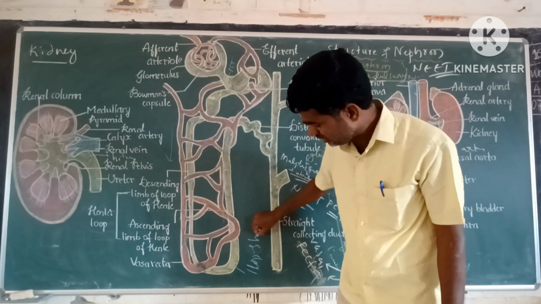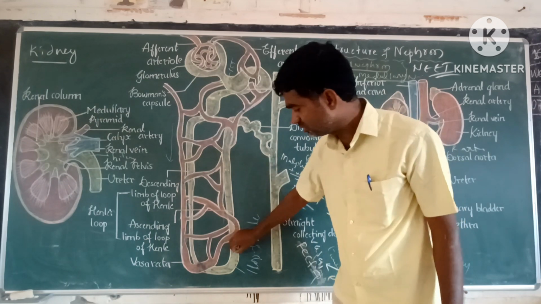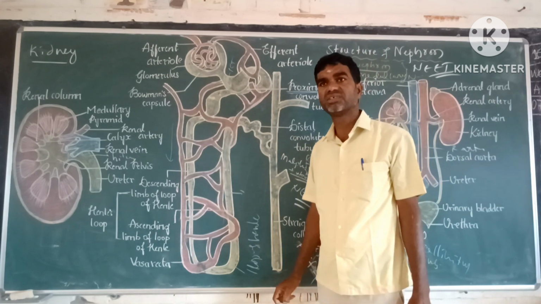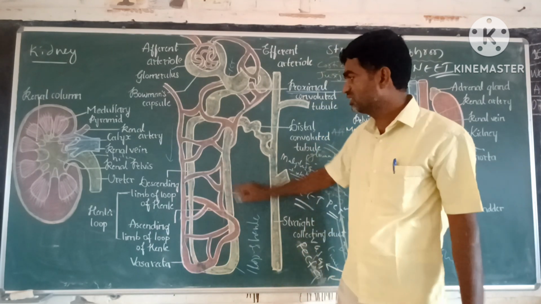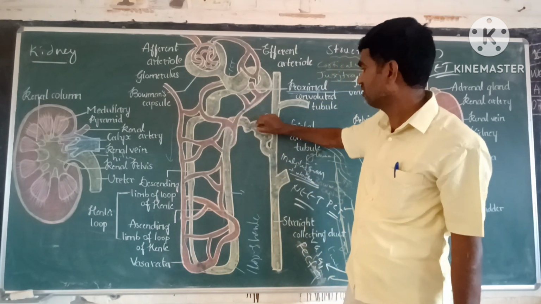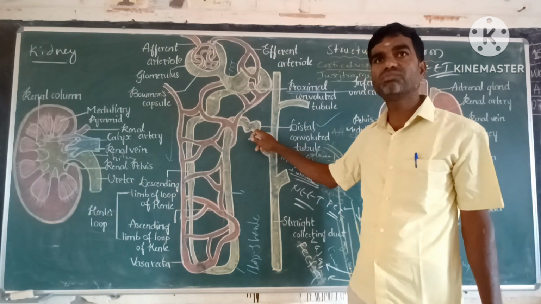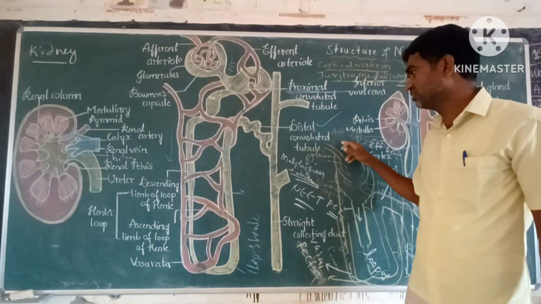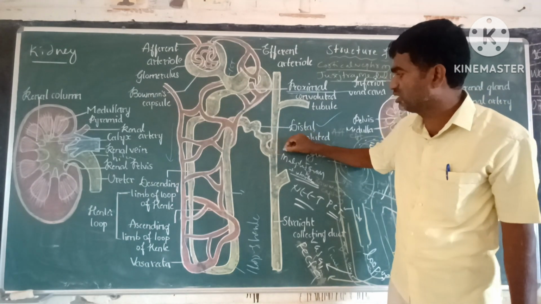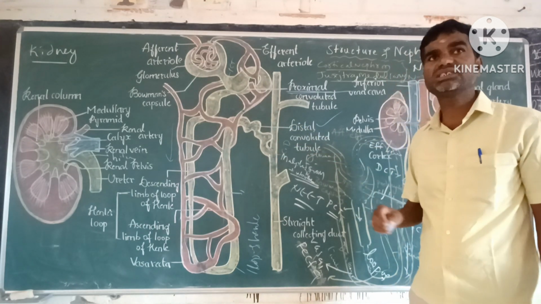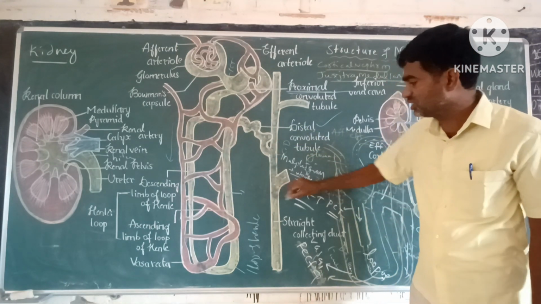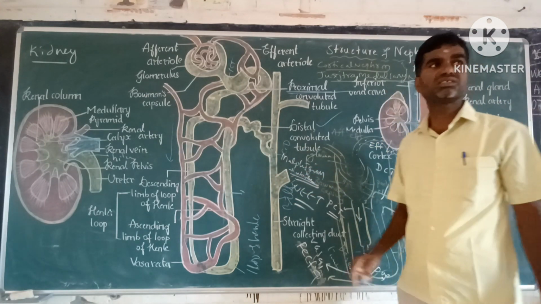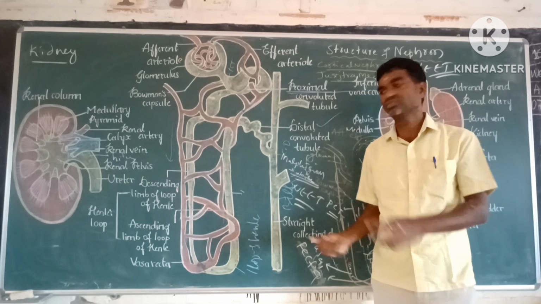And next is the ascending limb of the loop of Henle, the ascending part. From the ascending part it goes to the distal convoluted tubule. From the distal convoluted tubule, the next part is the collecting duct. Through the collecting duct it reaches the Bellini duct, and now it reaches the urinary bladder.